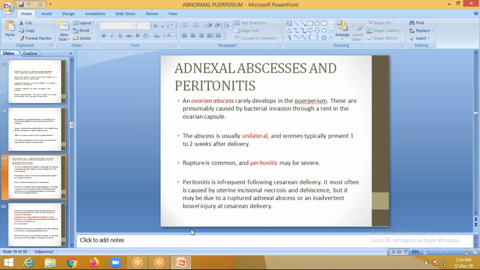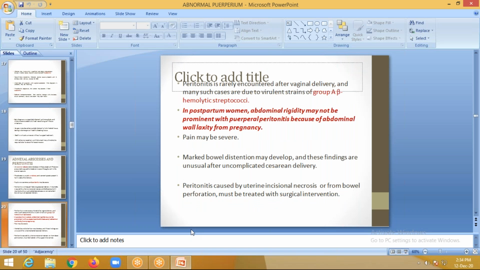Peritonitis is infrequent following cesarean delivery. It is most often caused by uterine incisional necrosis and dehiscence, but it may be due to a ruptured adnexal abscess and inadvertent bowel injury during the cesarean delivery. So peritonitis is not a common complication of cesarean delivery. It might occur in cases of ovarian abscesses and bowel injury during cesarean delivery. Peritonitis is rarely encountered after vaginal delivery.